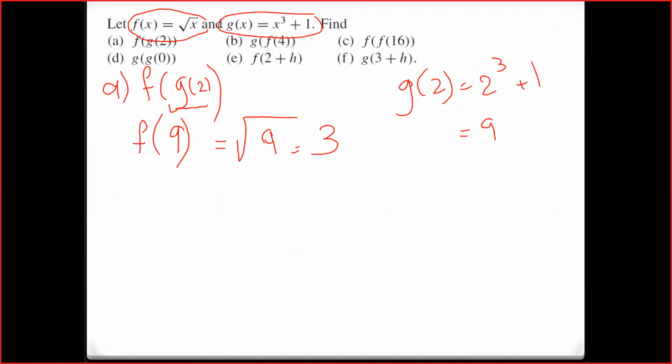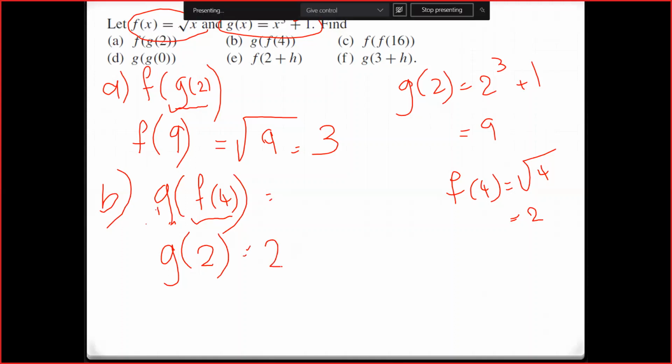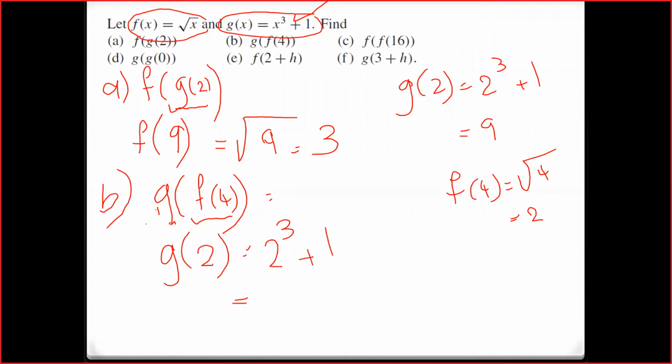Now, let's do B as an example. G of f of 4. The first step, I have to find f of 4. Let's find it here. F of 4 is the square root of 4, which is 2. So now f of 4 is 2. Then I have to find g of, but instead of writing f of 4, I have to write 2. So it will be g of 2. G of 2, I have to go back here. It's 2 cubed plus 1, which is 9. So the answer here is 9.